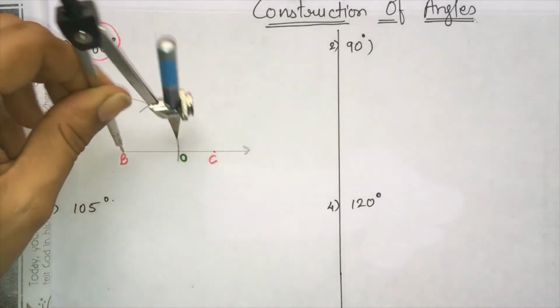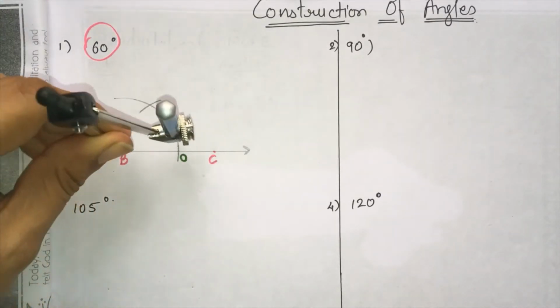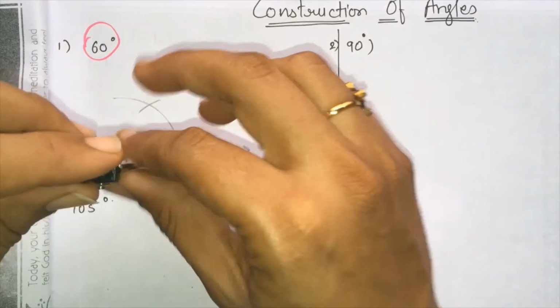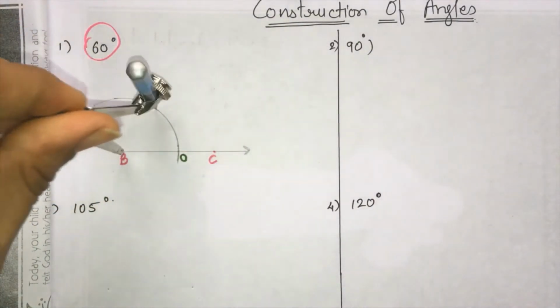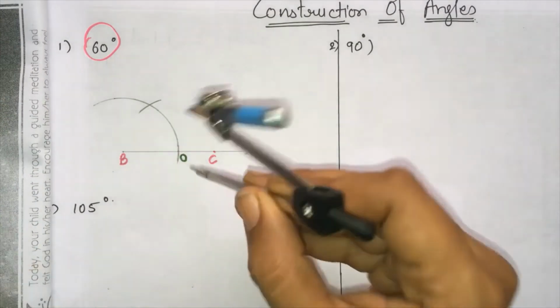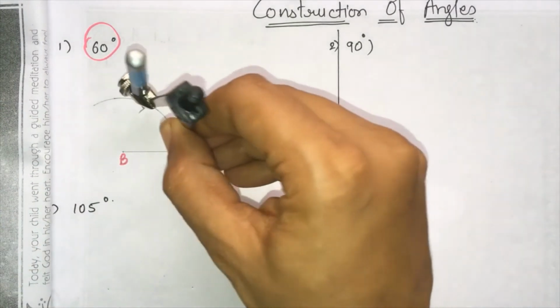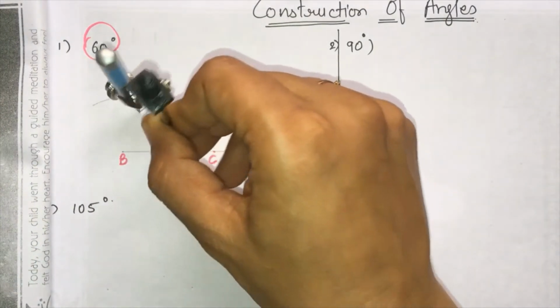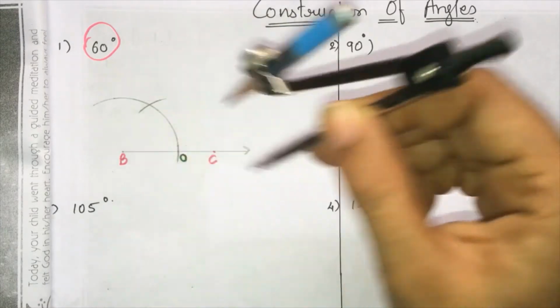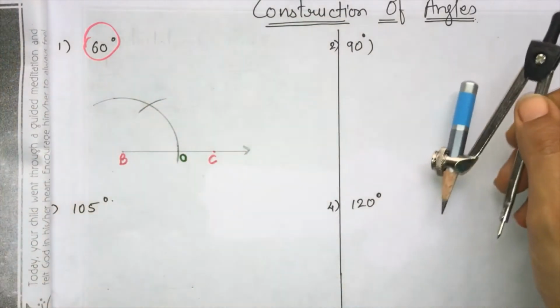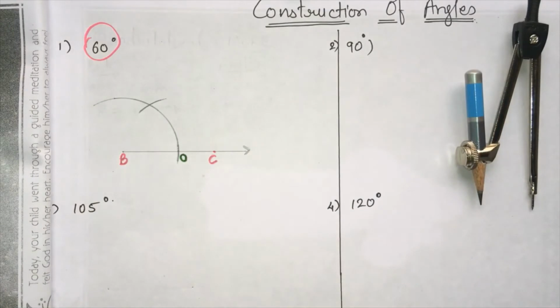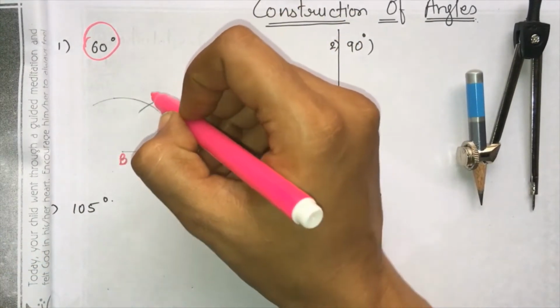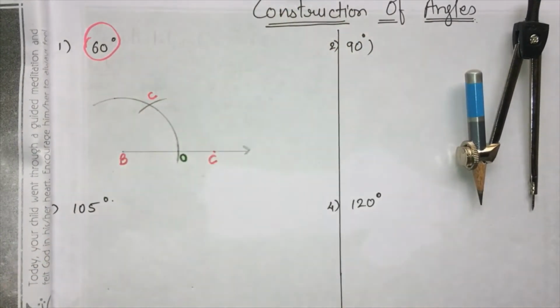So you are going to extend this first arc, or at the very first step you can also draw a bigger arc like this, and then the very next step will be from O you will draw another arc which will intersect the previous one. So here I am getting one more point of intersection of two arcs, that I am going to name it as C.